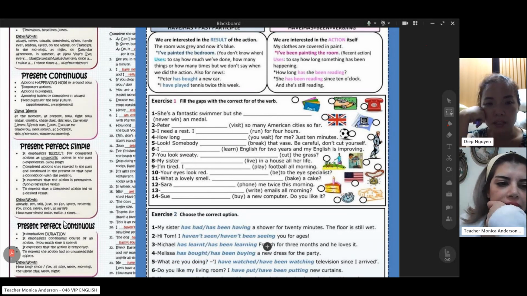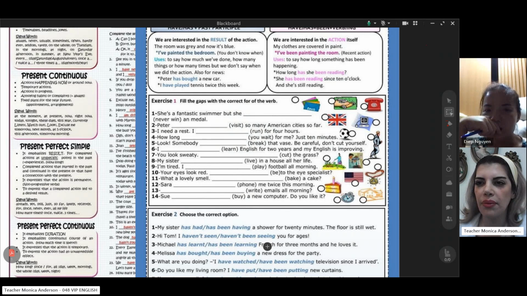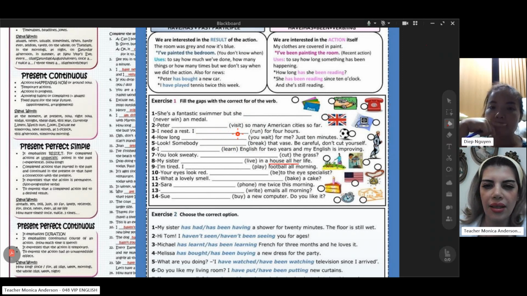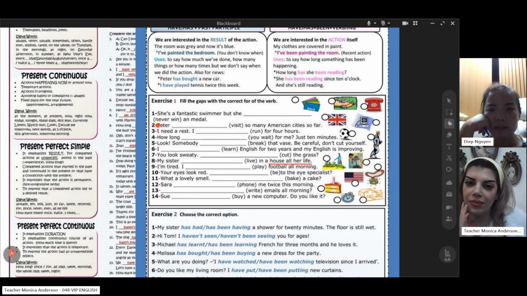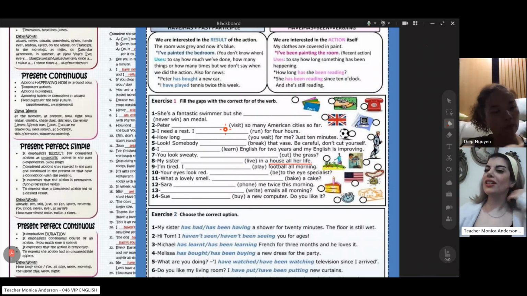Now let me say something. Let me show you something: the signal words, we need to pay attention to them. All her life. When we're talking about all our life, we use present perfect simple. So my sister has lived in a house all her life. It's better to use present perfect simple, because I think she still lives there. Maybe you get confused about this.